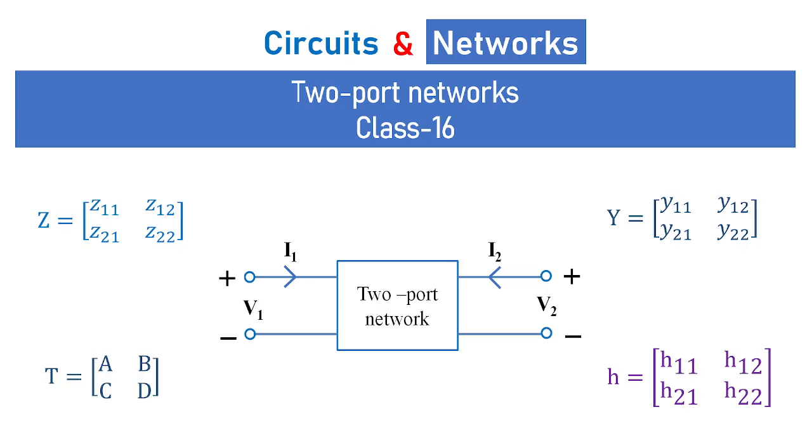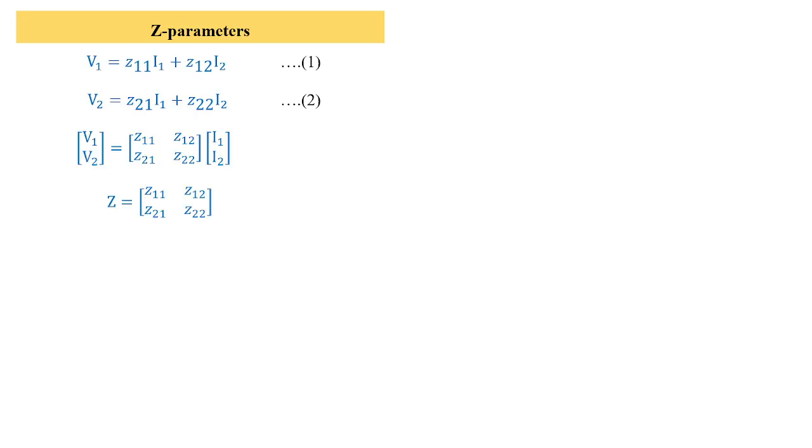In today's class, under two-port networks, we are going to see the conversion of ABCD parameters, Y parameters, and H parameters, either in terms of Z parameters or Z parameters in terms of other parameters. So for that, we are going to see from the basics what we have learned in our past classes, that is, in the past 15 classes.